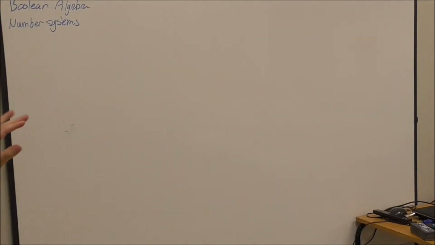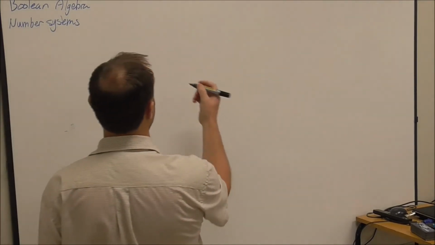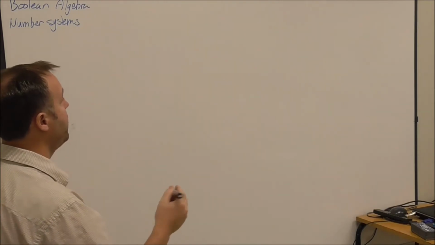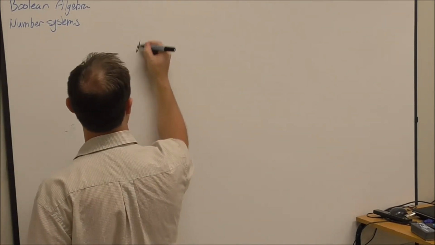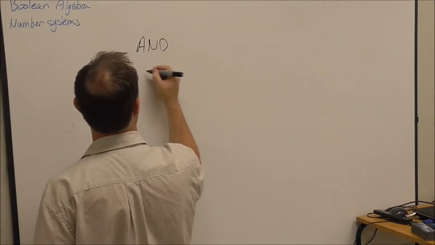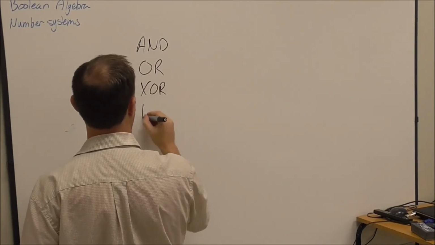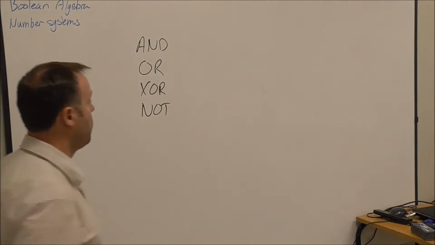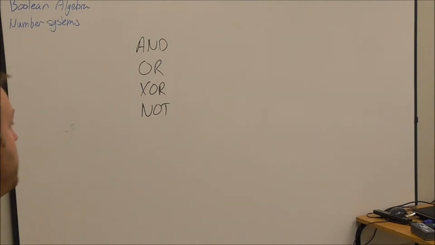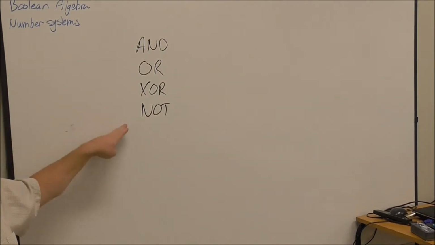So we're going to cover a couple of things this morning. We're going to look at Boolean Algebra and number systems. So Boolean Algebra is the algebra of logic gates. Now there are four operations, or mainly four, that we need to worry about. So we've got the AND, the OR, the XOR, and the NOT. And all Boolean operations are a combination of these.